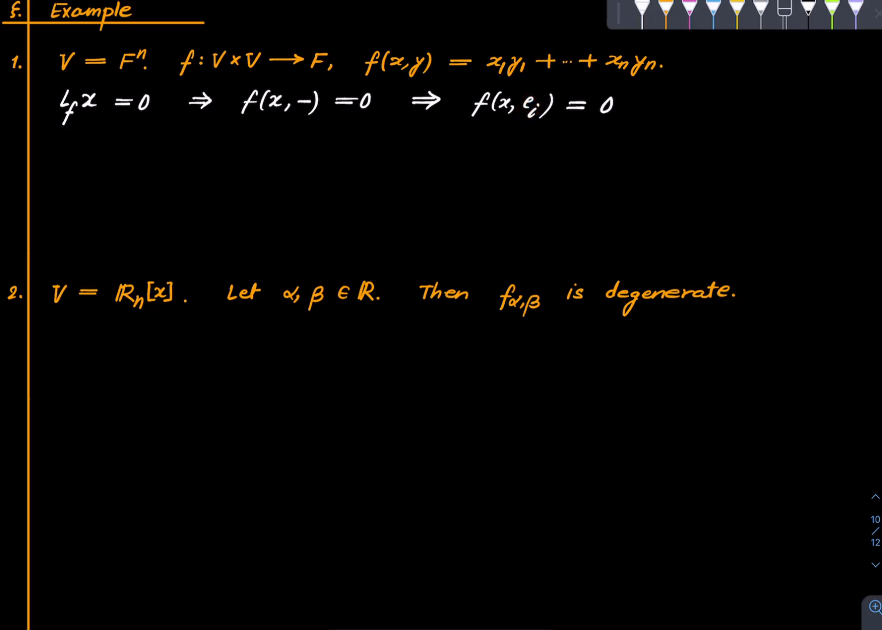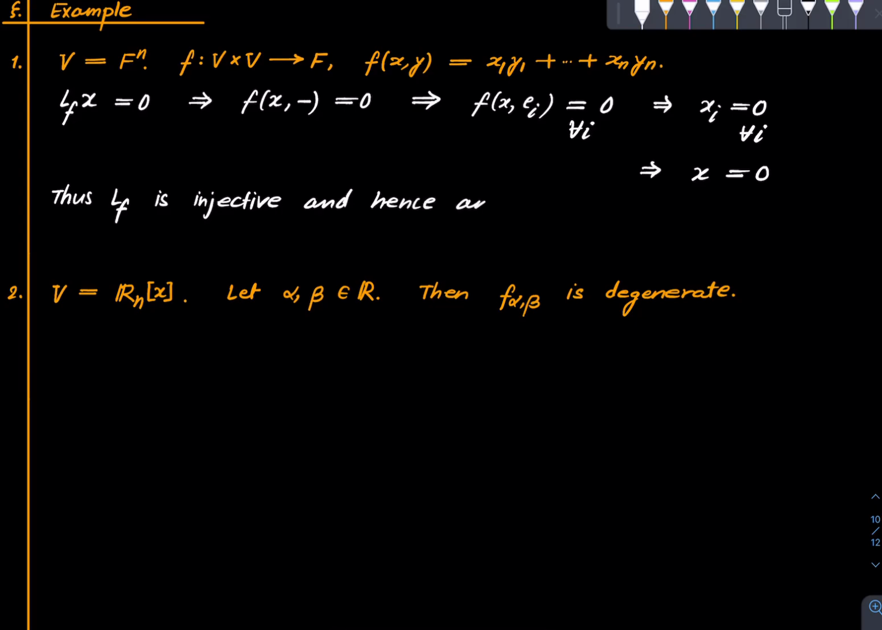Recall that the vector space is the coordinate space. So this is the ith standard basis vector, which implies xi is 0. And this is for all i, and hence x is 0. Thus, LF is injective, and hence surjective, because V and V star have the same dimension, so it is an isomorphism. Thus, rank of LF, which is by definition the rank of F, is equal to n, meaning the dimension of V. So we have calculated the rank of this guy.